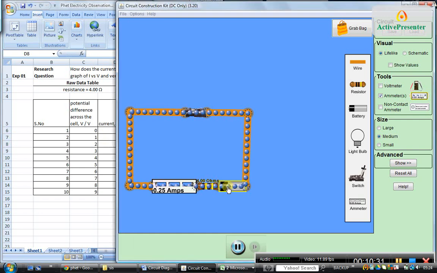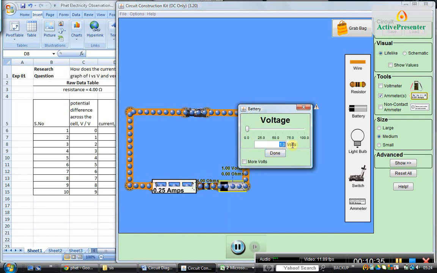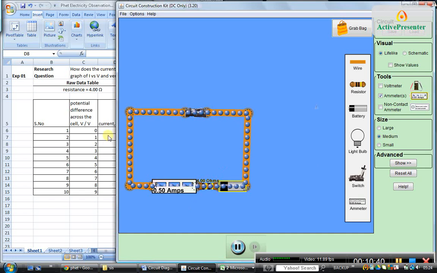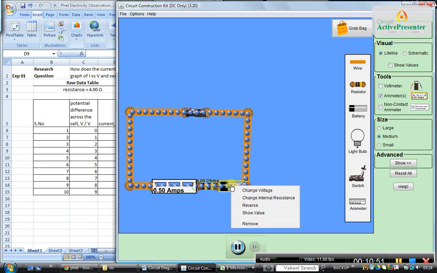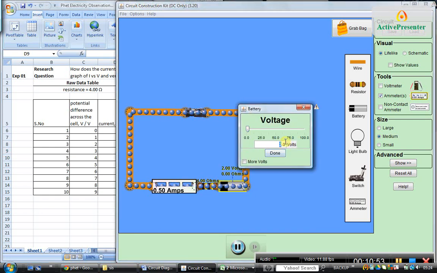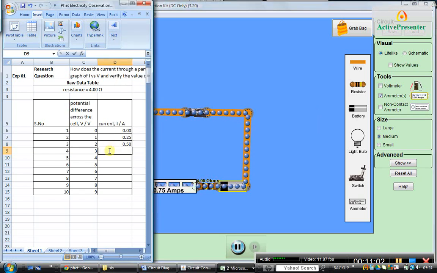Now change it to 2 volts. Tab, done. Now it shows 4 ohms. Oh sorry, current is 0.50 amperes. Now change it to 3 volts. So it's 0.75 amperes.